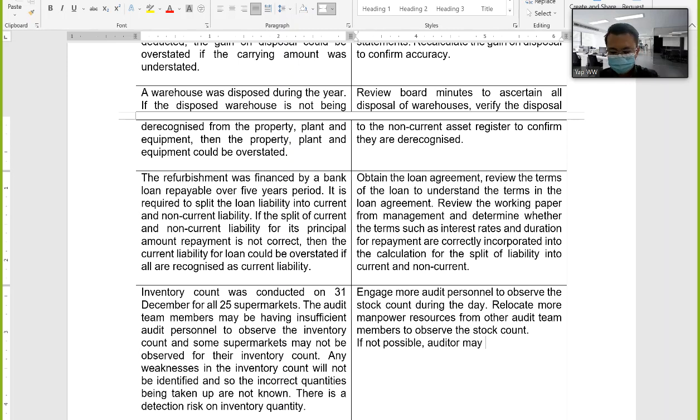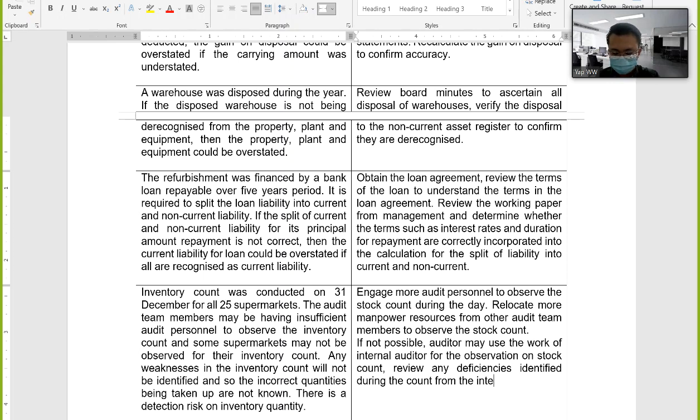Auditor may use the work of internal auditor for the observation of stock count, review any deficiencies identified during the count from the internal auditors.